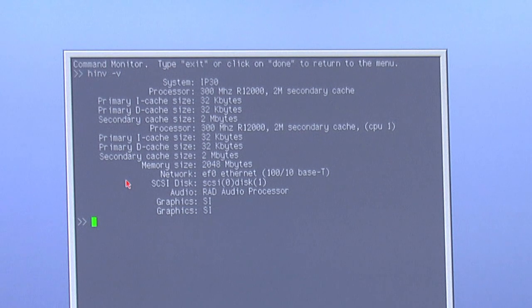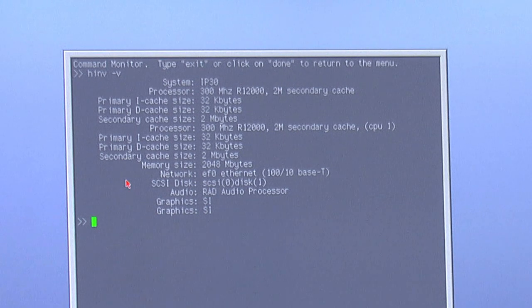So yeah, we have our dual R12000 CPUs, 2 megs of cache. The I cache and the D cache, so that's the L1 cache, is 32 kilobytes per core, per CPU. So yeah, I think this system has come far enough that we can technically install something. So I can look at those options.